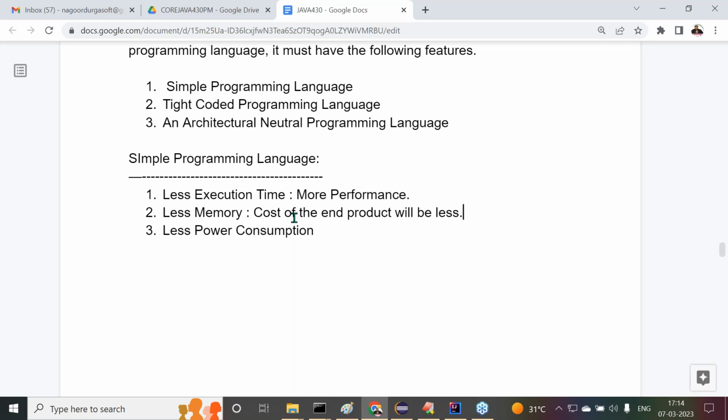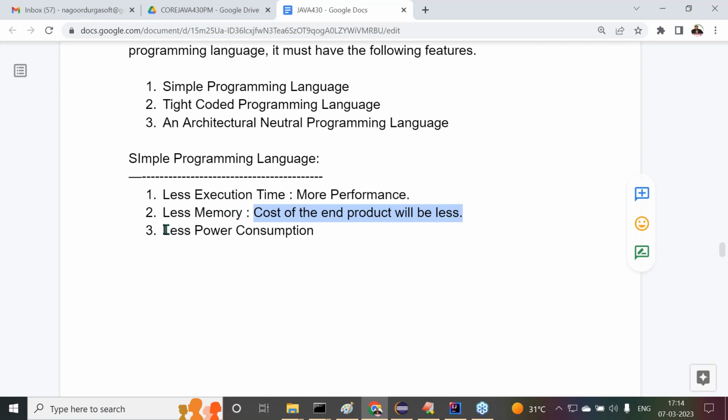Simple. Sun Microsystems wants to prepare a new programming language. As part of their new programming language, they want to provide some features, where one of the features is simplicity. What is the meaning of a simple programming language? That programming language should take less execution time. It should take less memory. It should take less power consumption. Less execution time yields more performance. Less memory consumption means the cost of the end product will be less.